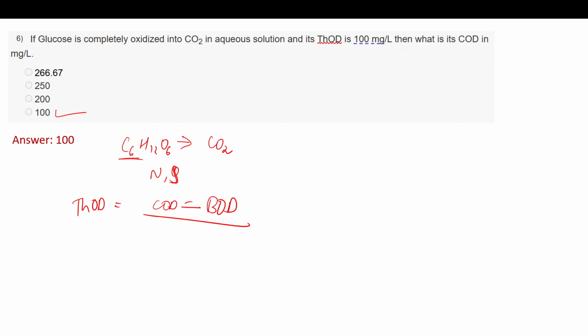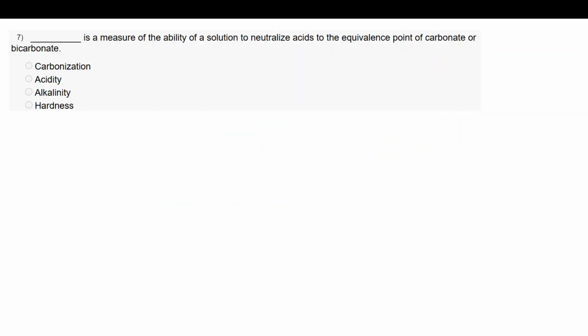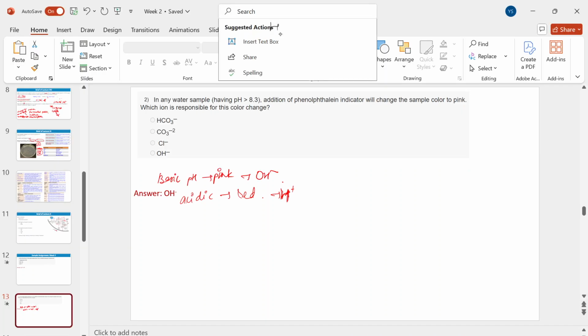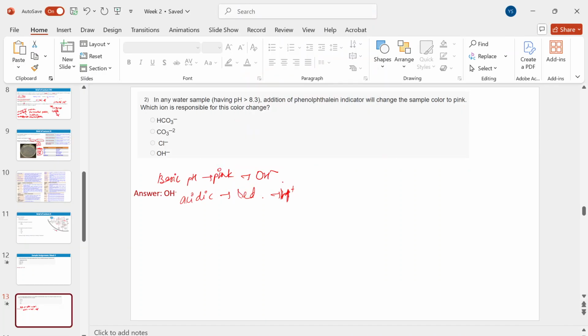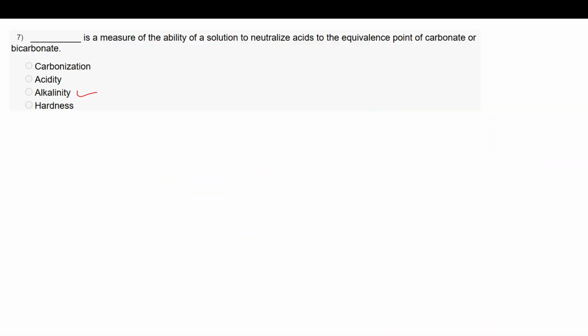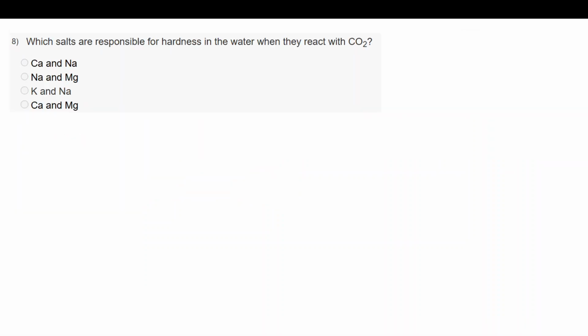Okay. Next question is, dash is the measure of the ability of a solution to neutralize acids to the equivalence point of carbonate and bicarbonate. So that is nothing but alkalinity. Neutralization of acids is nothing but neutralizing H plus, right? So answer is alkalinity.